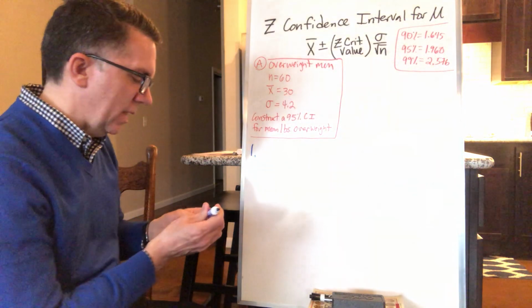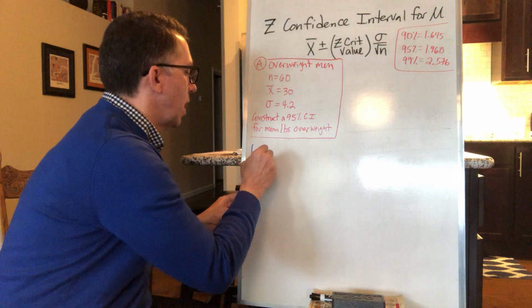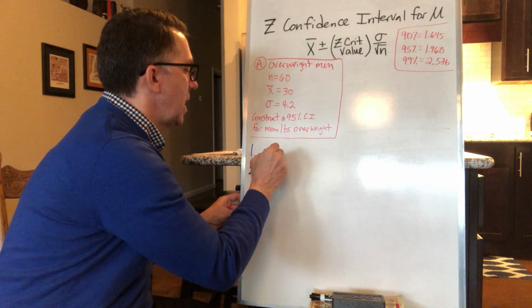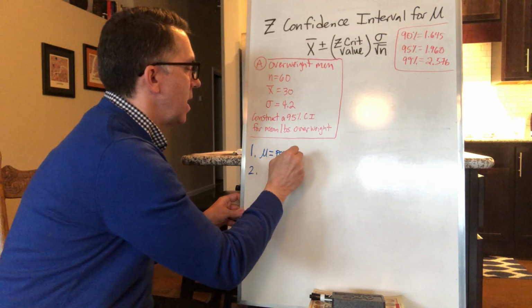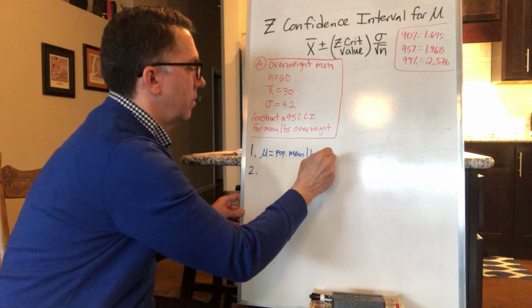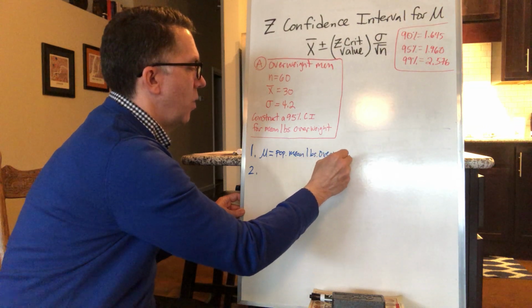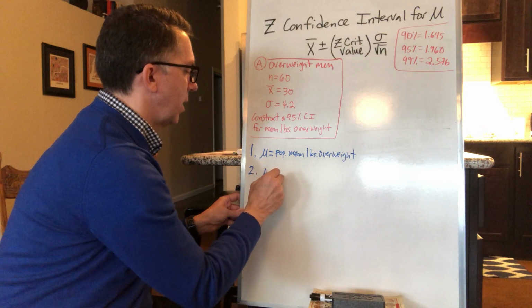So my step one is that I want to define what our parameter is. Mu is our parameter, and that is the population mean pounds overweight. That's our step one.